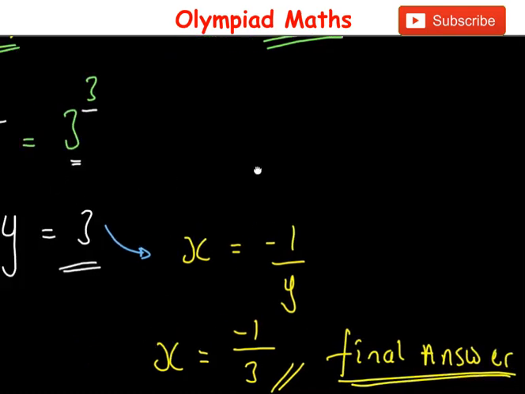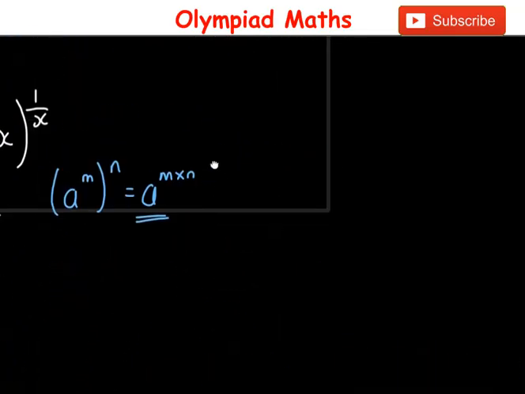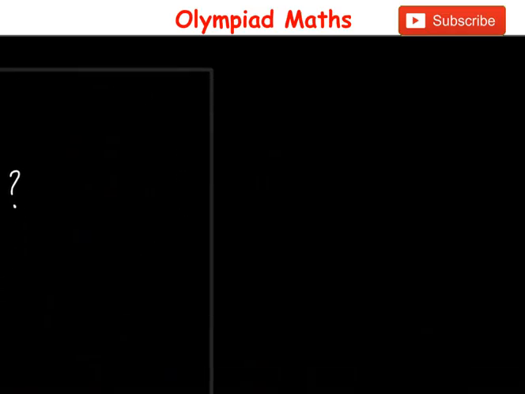So this is for the first method. Now for the second method, we have method 2.